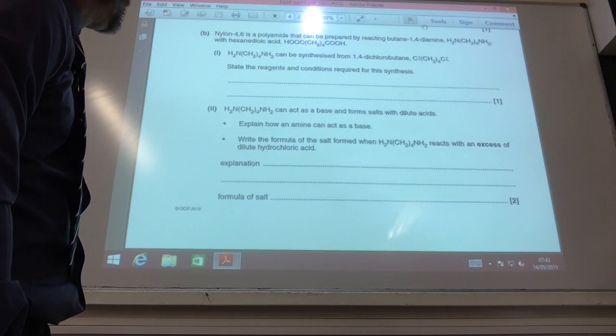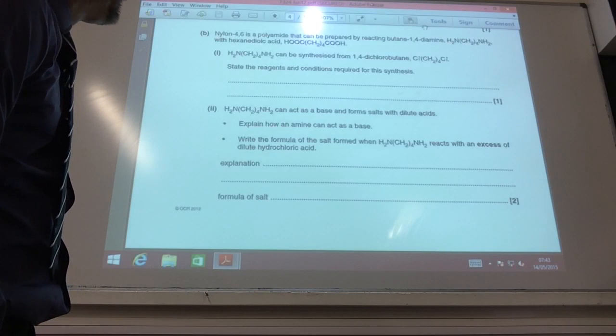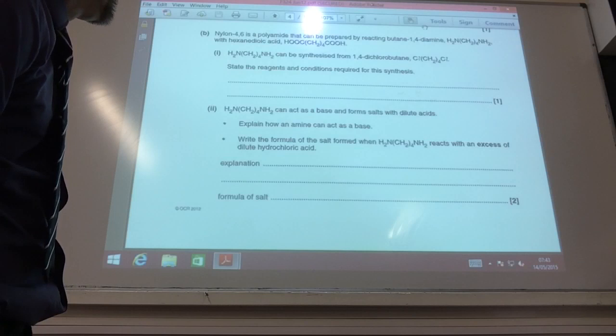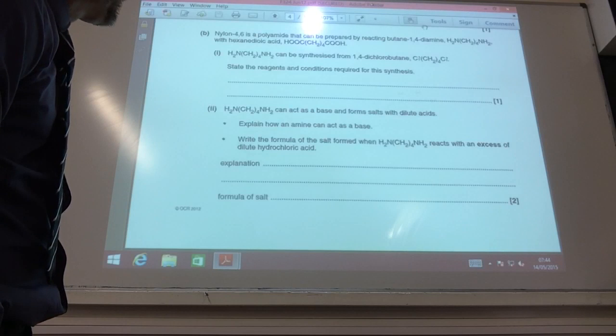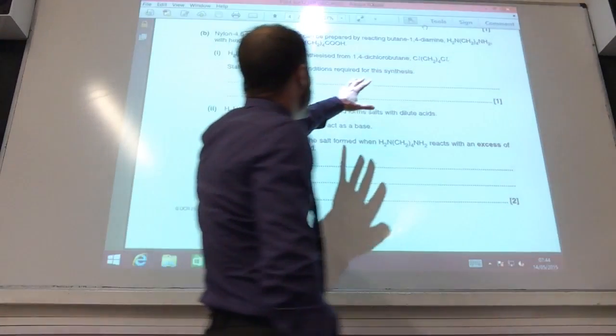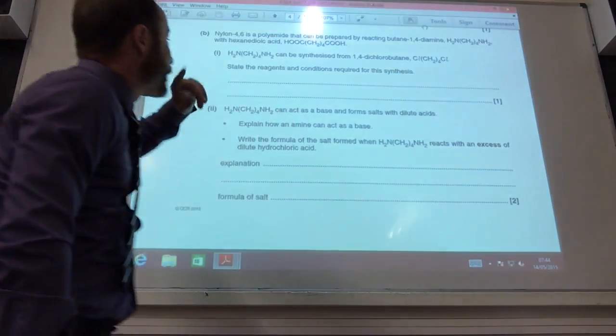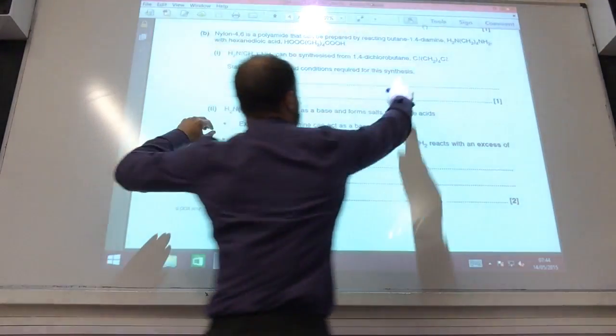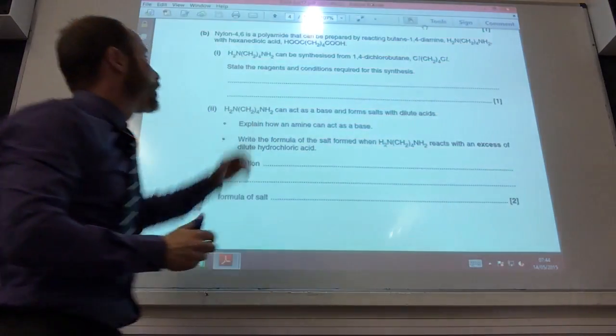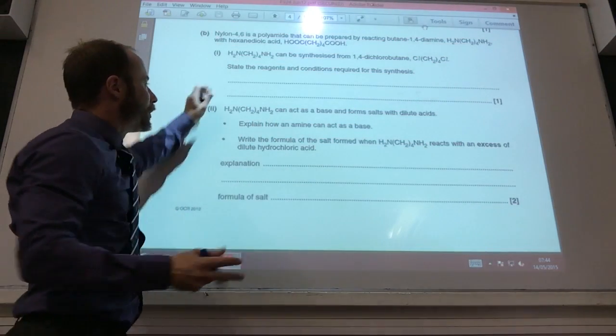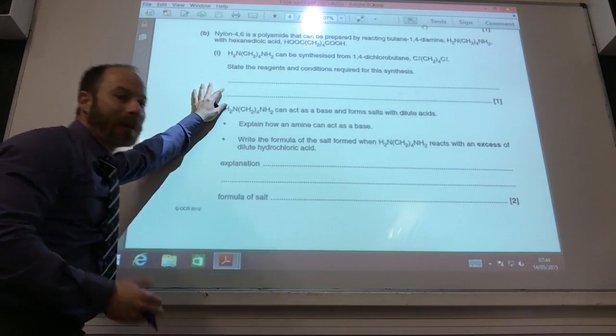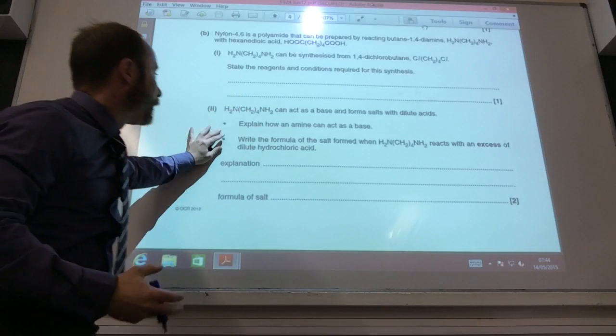Right, on to our next polymer now, nylon, which we all know and love, which we've made. We've got butane-1,4-diamine reacting with hexanedioic acid. They give me the formula. I can synthesize the diamine from 1,4-dichlorobutane. What do I need? Well, I'm replacing a chlorine with an NH2 group, so we know that that, of course, is ammonia in ethanol, so excess ammonia in ethanol.